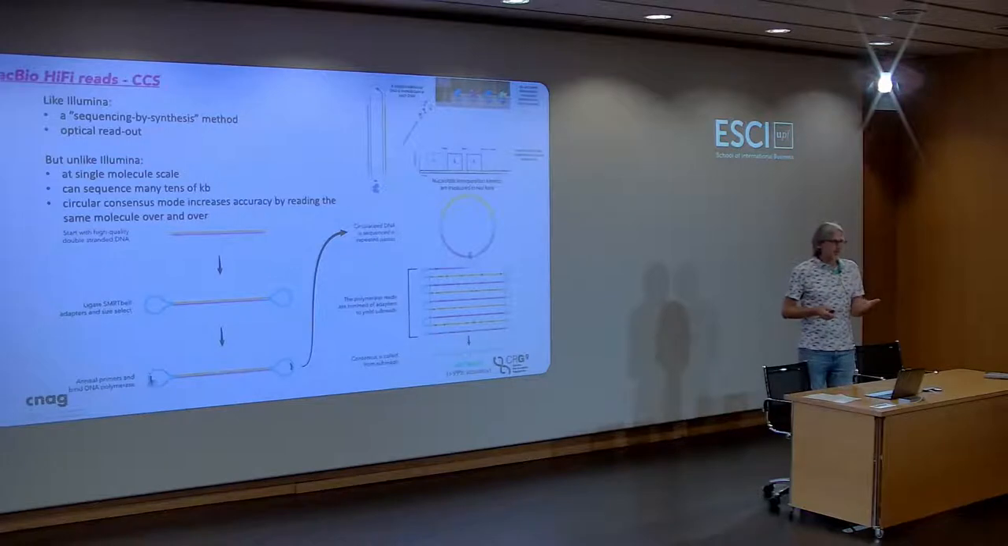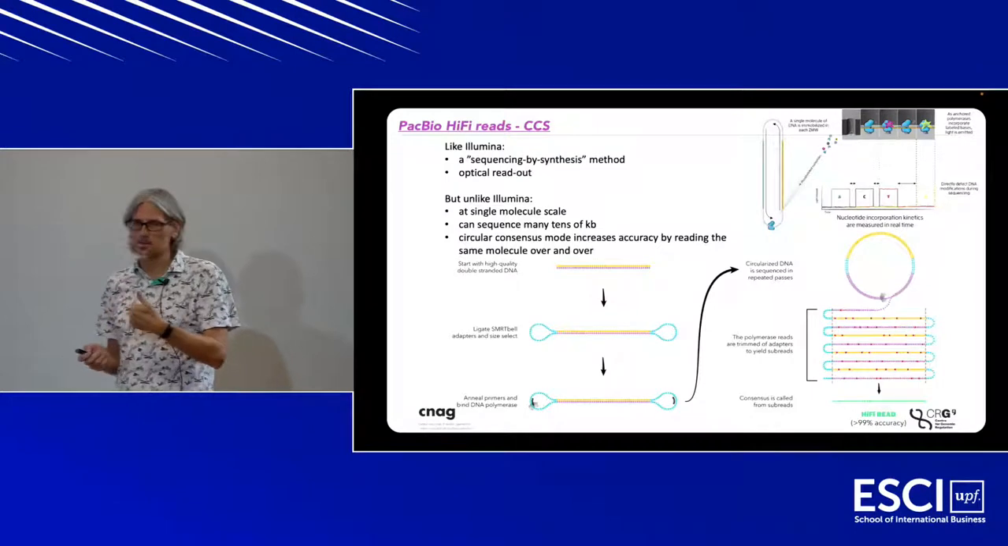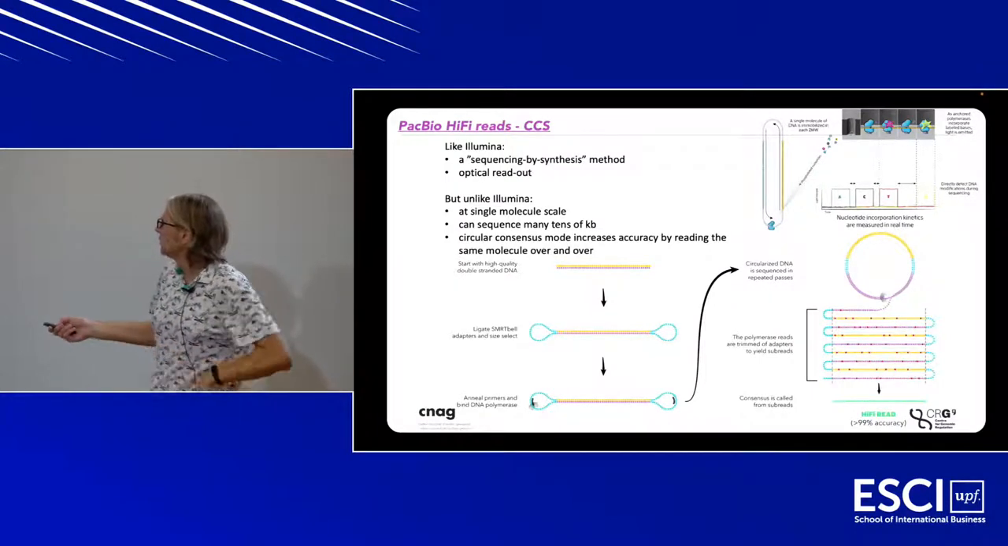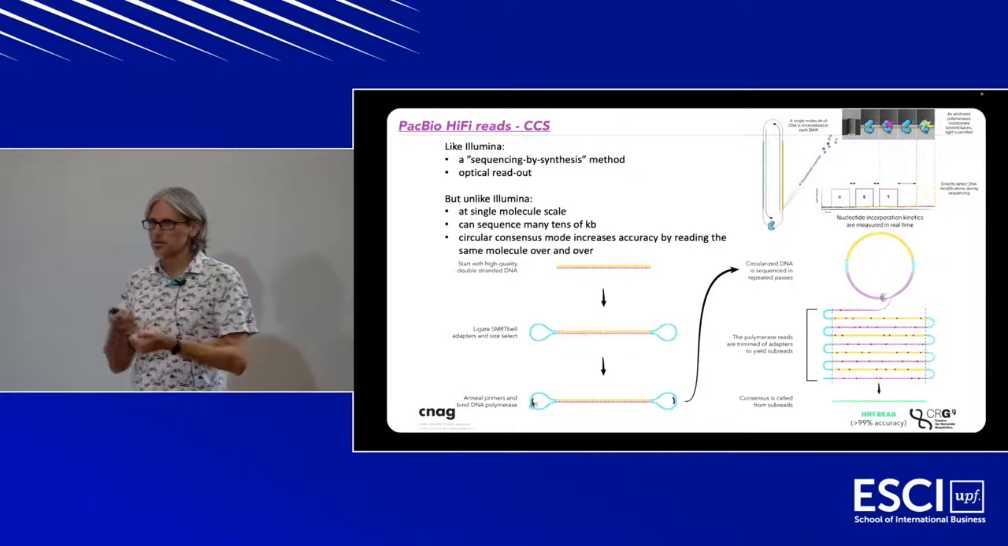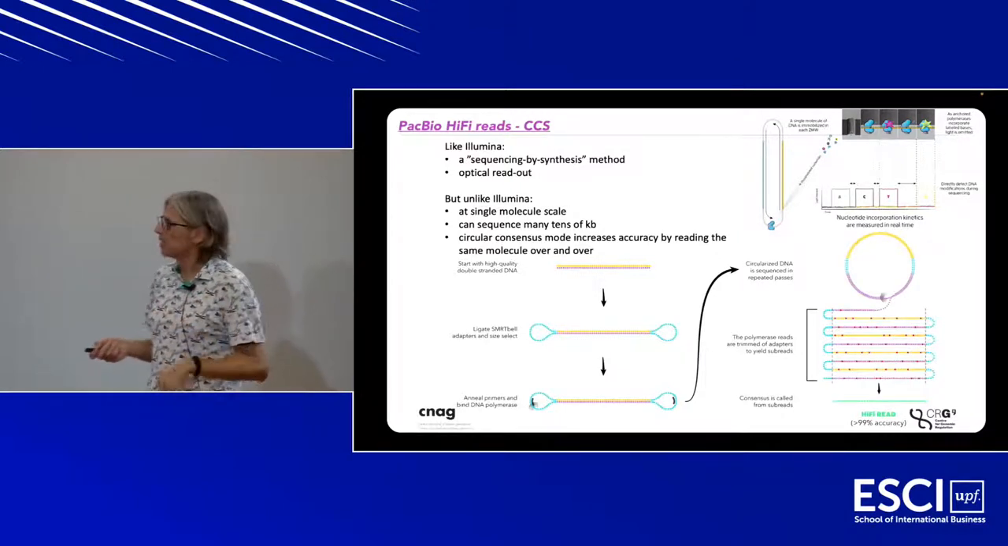So it has a DNA polymerase. It's incorporating nucleotides into a new DNA strand that's complementary to the template DNA. Okay, so this is similar to Sanger, similar to Illumina, except it's done one molecule at a time. So that's why they call it single molecule sequencing. It also has an optical readout, so it has fluorophores, so does Illumina, and so did Sanger, actually.